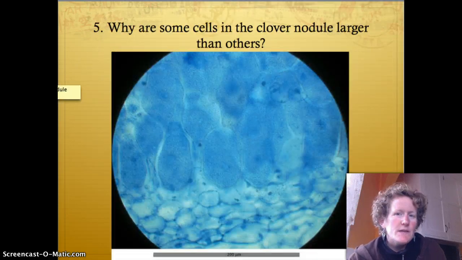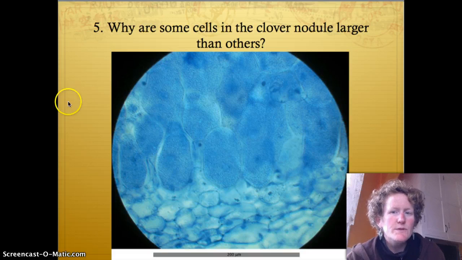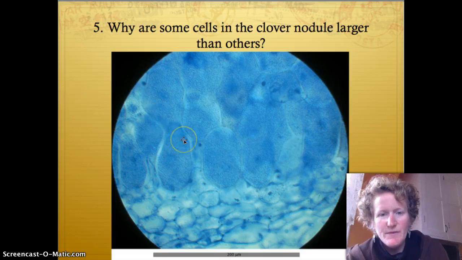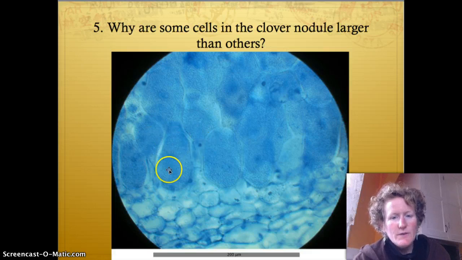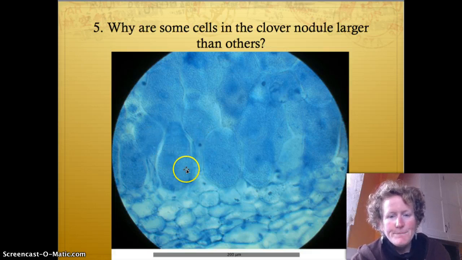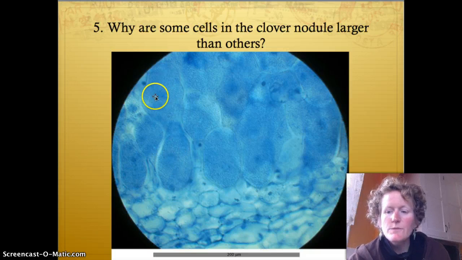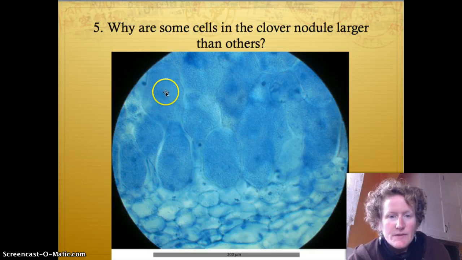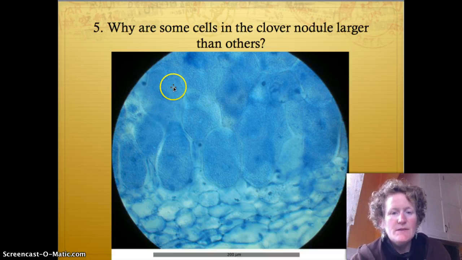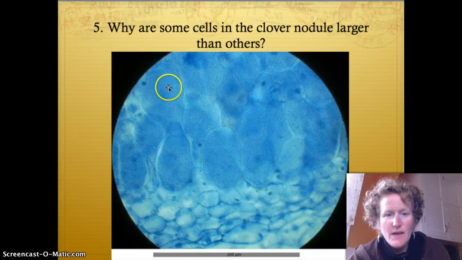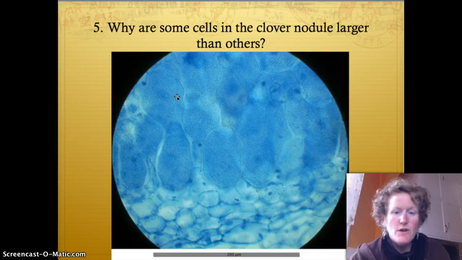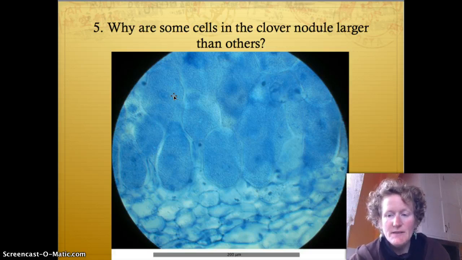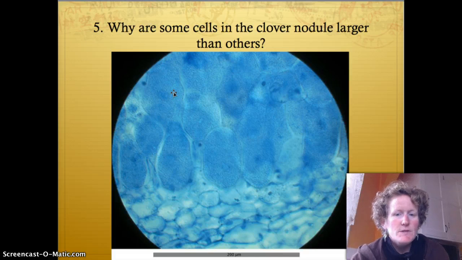Why are some cells in the clover nodule larger than others? This is number 5 on your lab sheet. Well, if you check out these larger cells here in the clover root nodule, you can see the little tiny dots, and those are bacteria. The bacteria cells are much smaller than the clover cells. These are plumb full of bacteria that's working hard for the plant. In exchange, the clover plant's given the bacteria a place to live and sheltering it. So it's a win-win.